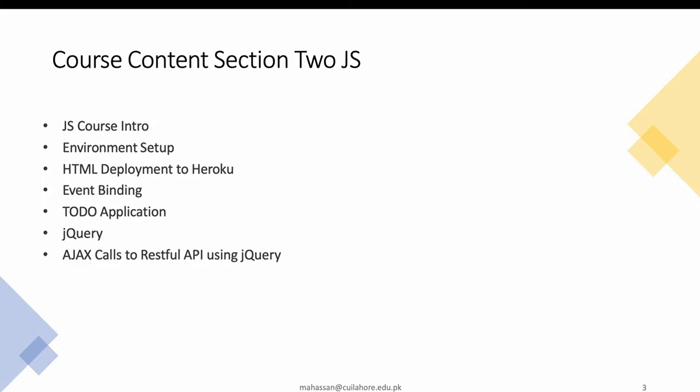Then we will have an introduction of jQuery. And lastly, I have created a fake RESTful API using jQuery. We will send and receive AJAX calls, and we will display their data. We will build a complete to-do application using RESTful API in jQuery. The code will also be available.